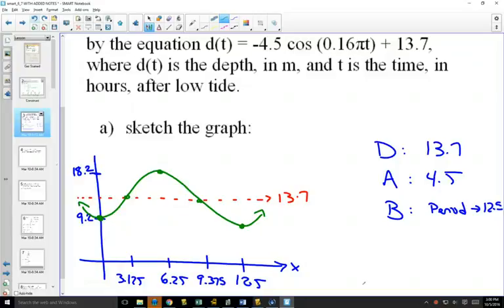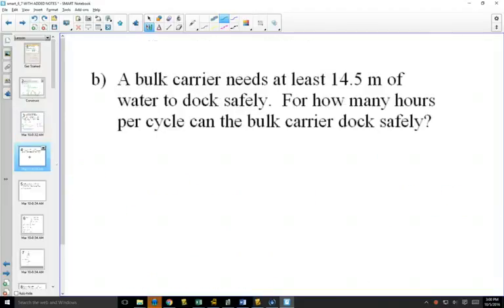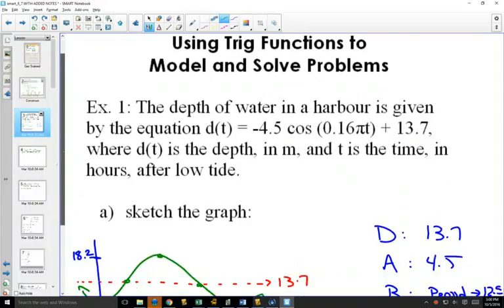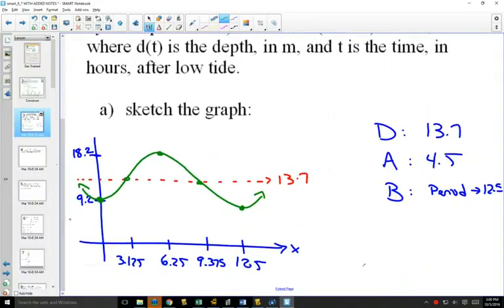Now for part B, it says a bulk carrier needs at least 14.5 meters of water to dock safely. For how many hours per cycle can it dock safely? So for this, I'm going to get you to take out your graphing calculators because solving this is going to be easiest with our graphing calculators.